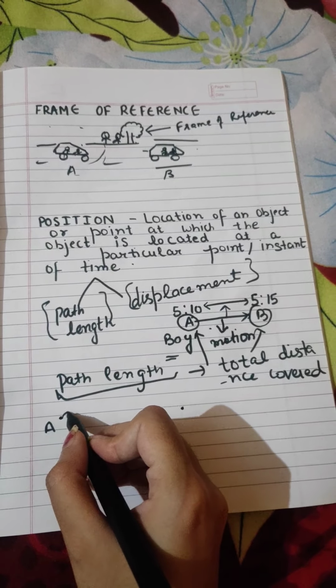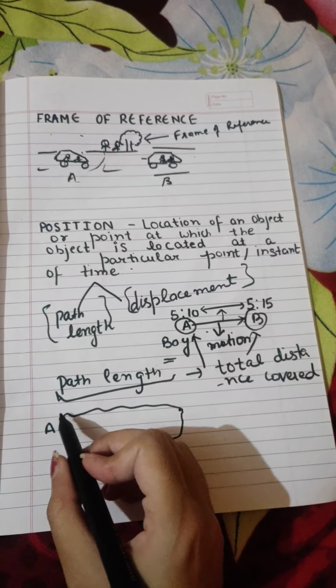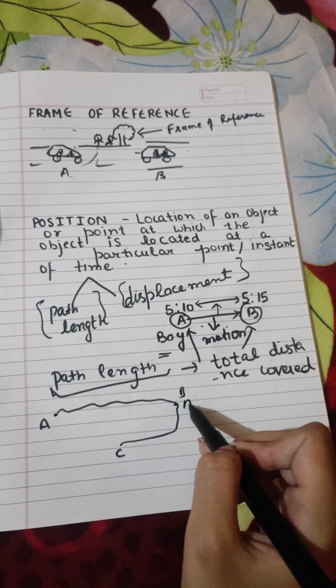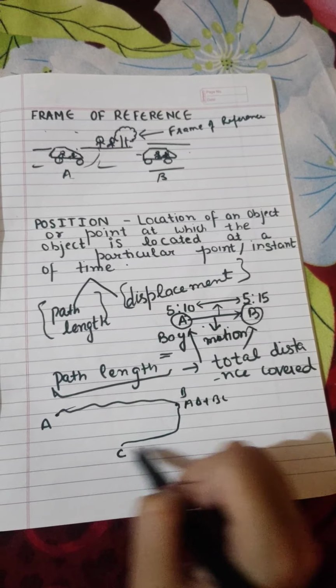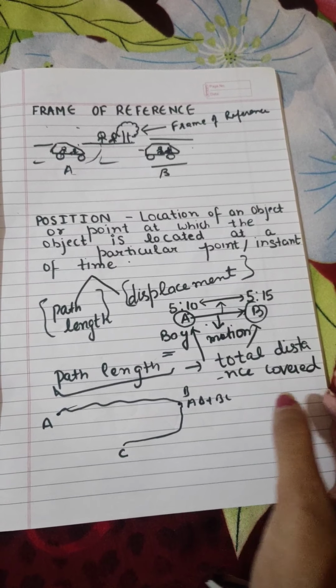For example, if I'm moving from this point A to point B to C, I've moved like this. So what is going to be my path length? My path length is going to be AB plus BC, because it is the length of the path that I have traveled. So path length is the total distance covered by an object.